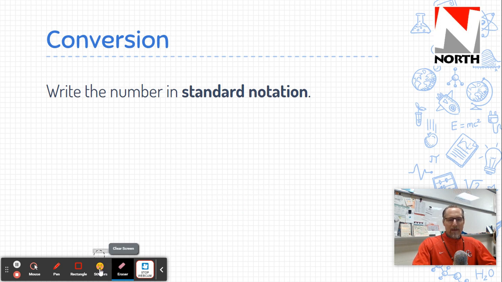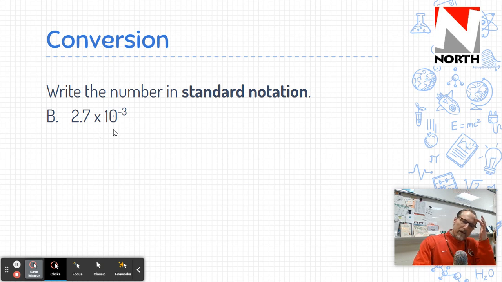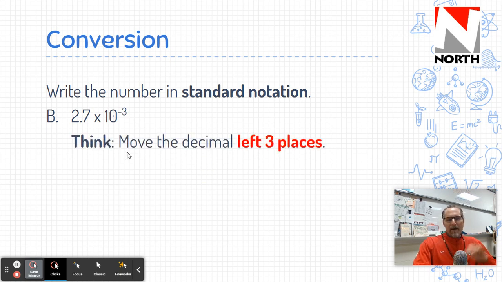To write that number then in standard notation, here it's a negative exponent, so I know that's going to be smaller. What I want to think of is moving that decimal point to the left three places. So that would be one, and then I need to add some zeros to give me those placeholders. So it started here, one, two, and three places to the left.